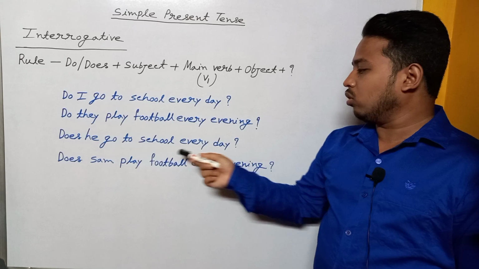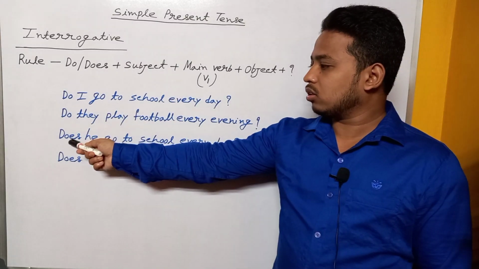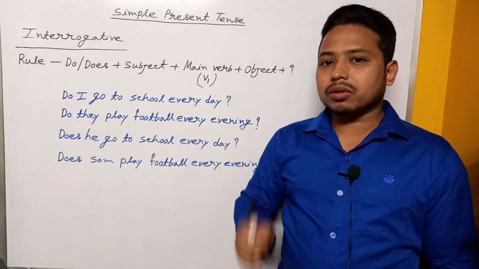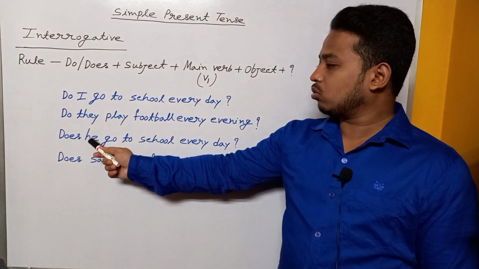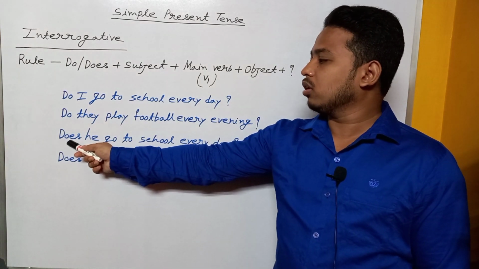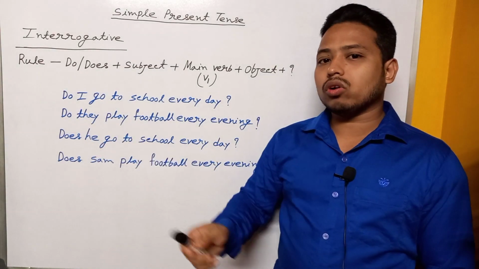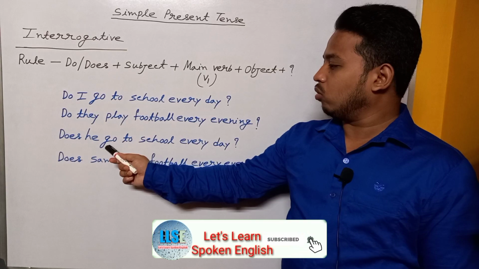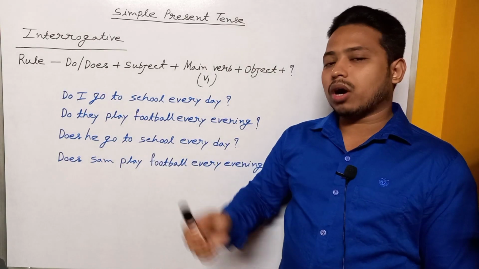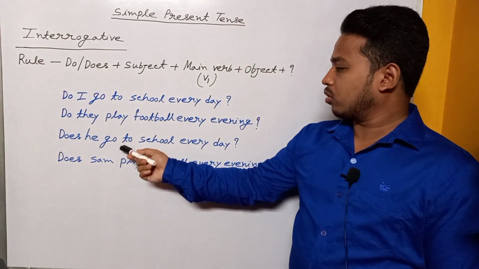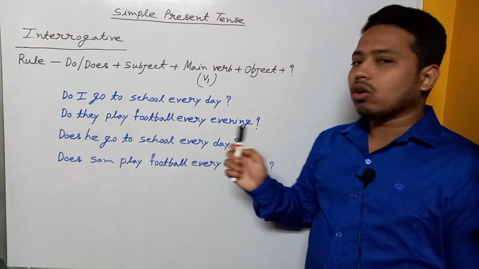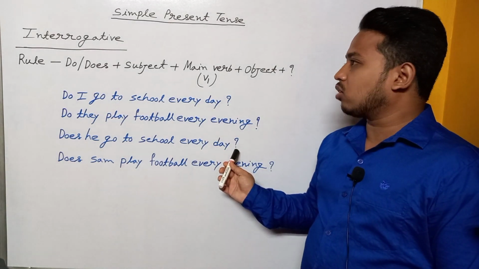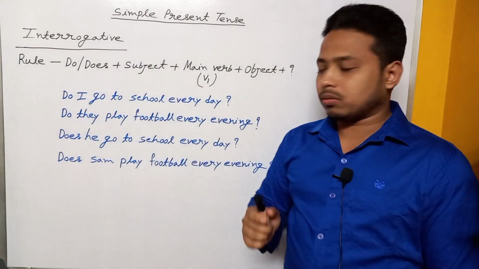Does he go to school every day? Does, helping verb. He, subject, third person singular. That's why I write does, helping verb, before he, because it is also an interrogative sentence. Go, main verb, means verb first form. To school every day, object. Question mark. Last of all I write a question mark for interrogative.